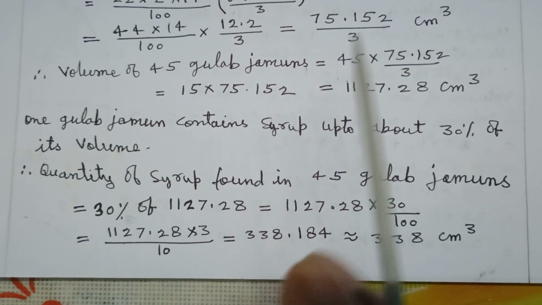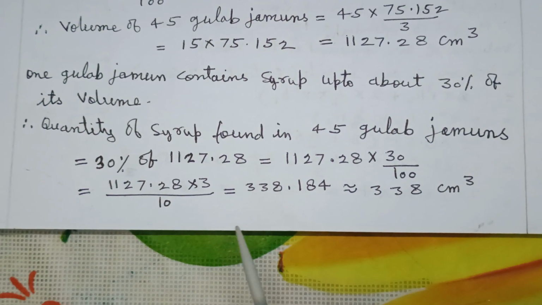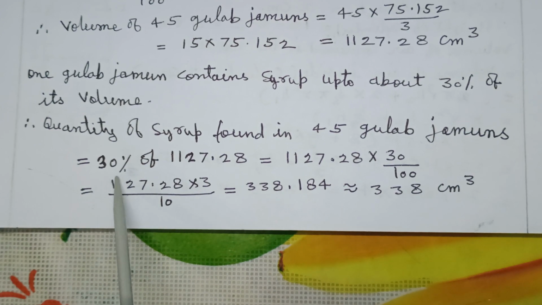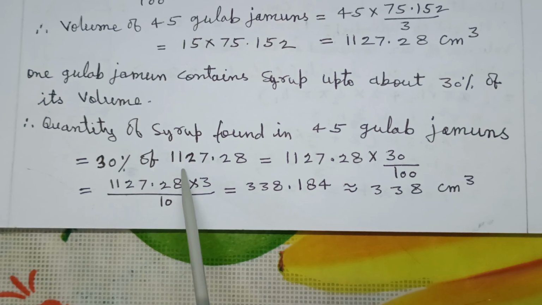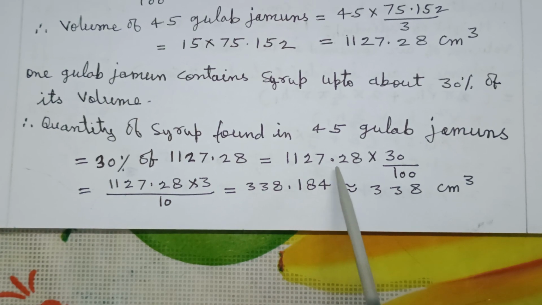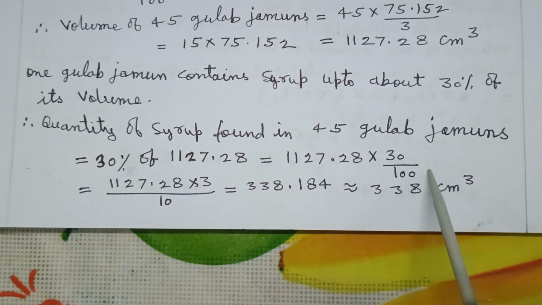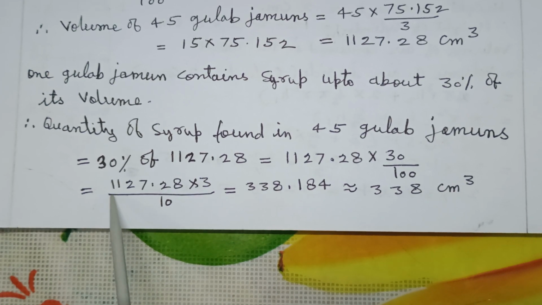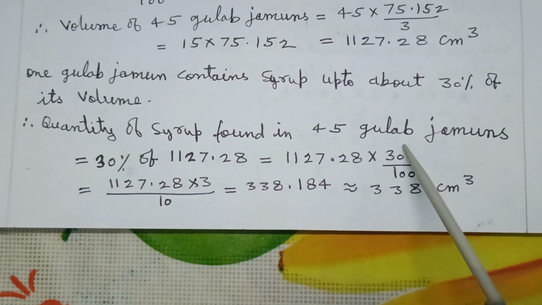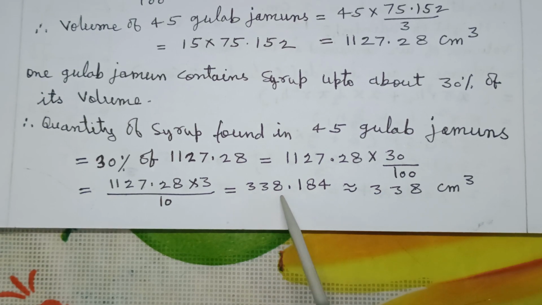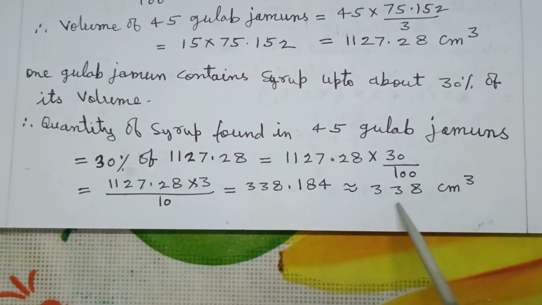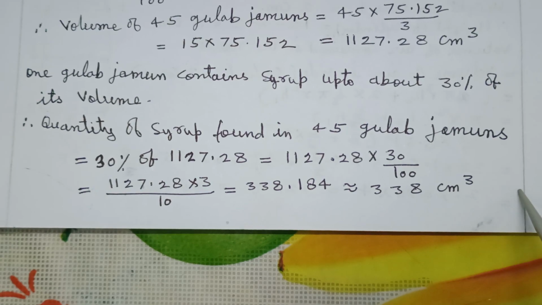One gulab jamun contains syrup up to about 30% of its volume. Therefore, quantity of syrup found in 45 gulab jamuns is equal to 30% of 1127.28 is equal to 1127.28 into 30 upon 100. So is equal to 1127.28 into 3 by 10. Cancelled 0 with 0. Is equal to 338.184. This is approximately equal to 338 centimeter cube.